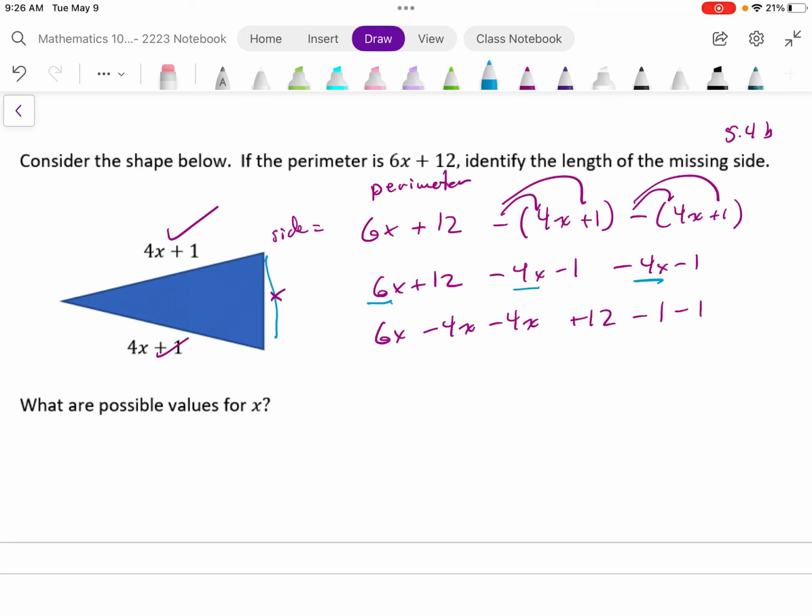And what I'm doing quickly in my head is I'm just organizing like terms. I actually haven't done any math yet. So 6x minus 4x, well, that would be negative 2x. Negative 2x plus 10. And that represents the side length. Great.